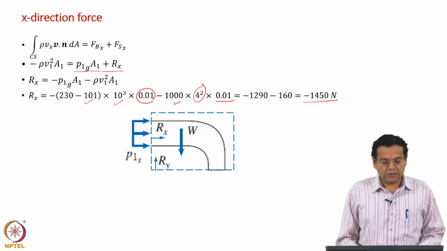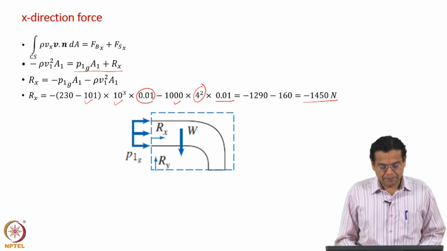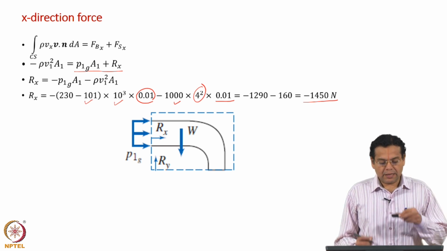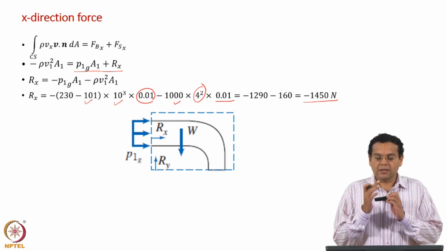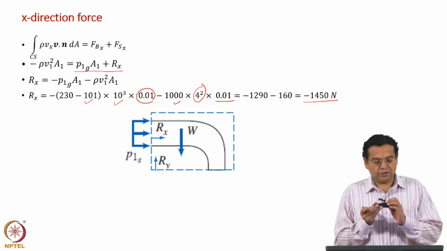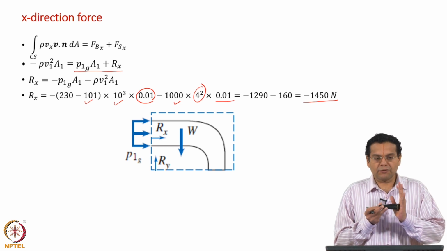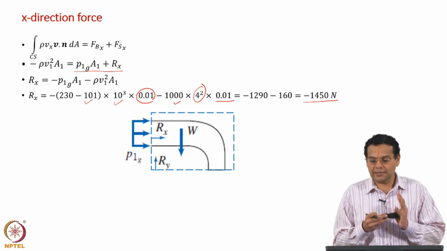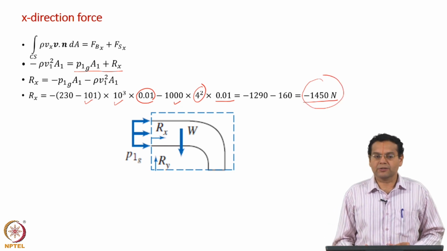So, first observation is that the reaction force has two components, one due to the pressure and one due to the momentum of the incoming fluid. You have the elbow here and fluid is entering and then the pressure. So, your force has to be in the opposite direction, not our force, meaning the force exerted by the flange. So, if you have a flange here, the flange has to exert a force along the negative x direction, that is why we get a negative sign here, minus 1450.